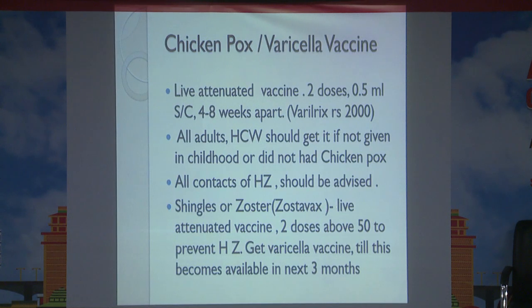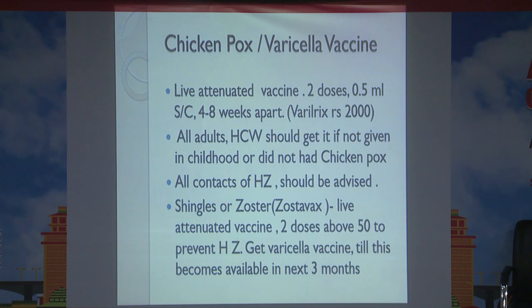When coming to chickenpox or varicella vaccine, this is a live attenuated vaccine given subcutaneously, costs about 2000 rupees. All adults, all healthcare workers, they should get it. If they did not get this vaccination in childhood, or they did not have chickenpox, we should advise all the contacts of herpes zoster ophthalmicus patients that they should get this vaccine. Within 3 days, 70% protection, within 5 days, 50% protection can be there.